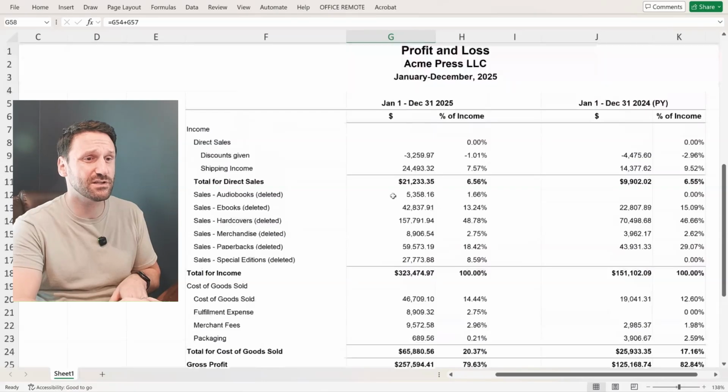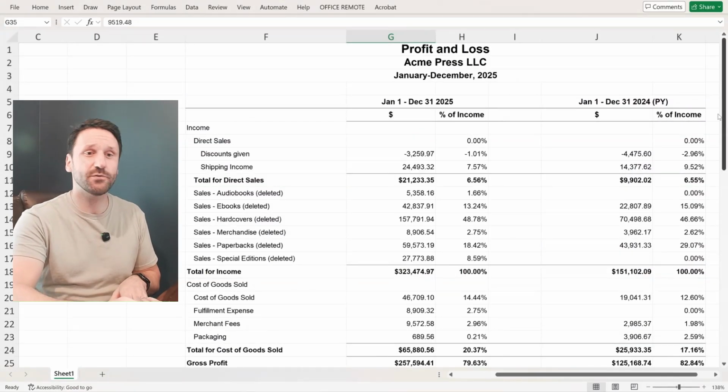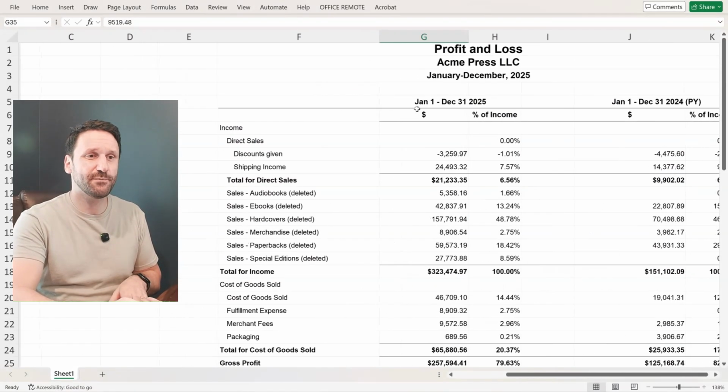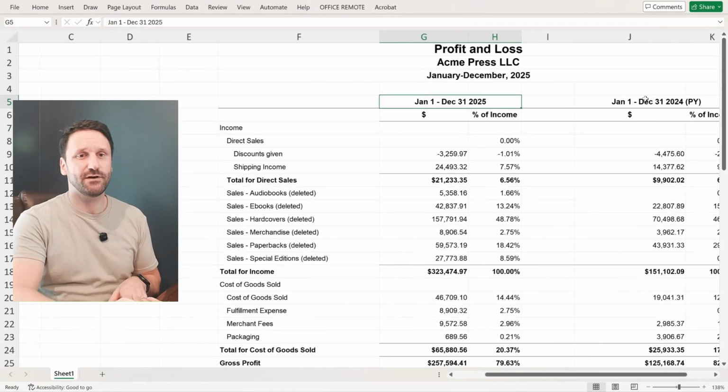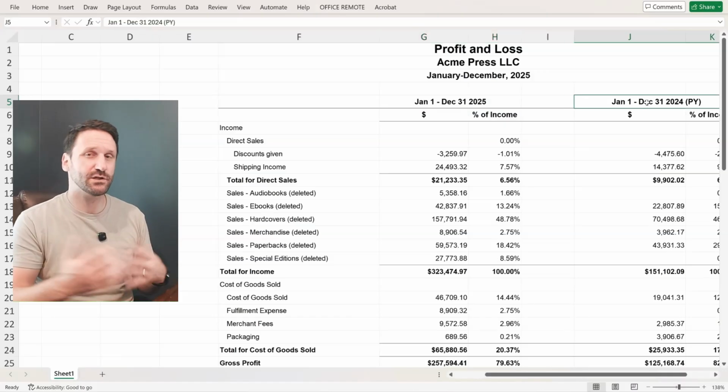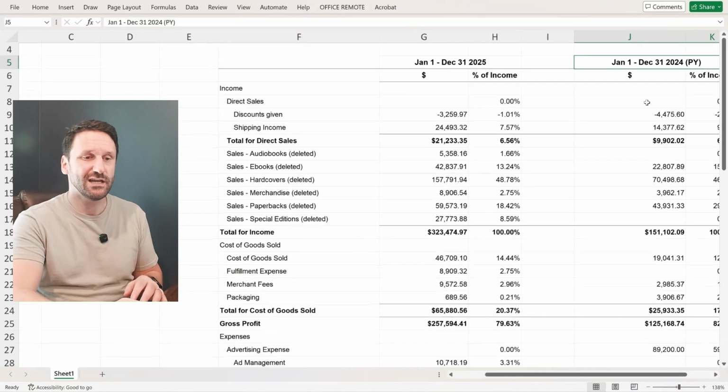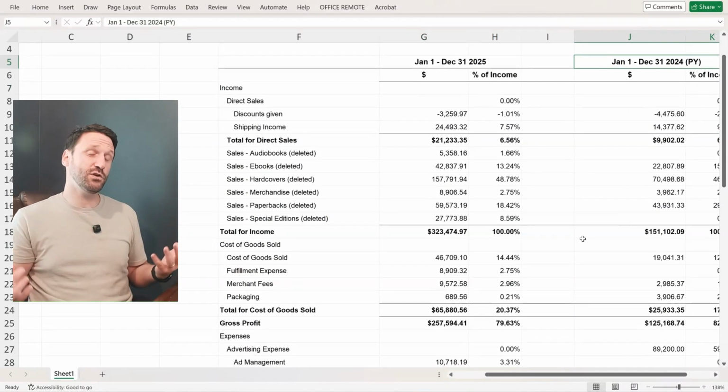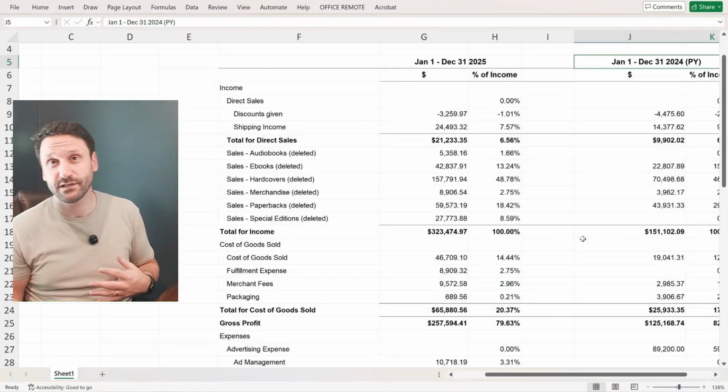Something I really like to do is compare your numbers to other periods. That's why I always like to pull up comparisons. What does 2025 look like compared to 2024? Is it growing? At what rate is it growing? If my revenue is growing, is revenue growing faster or slower than expenses?